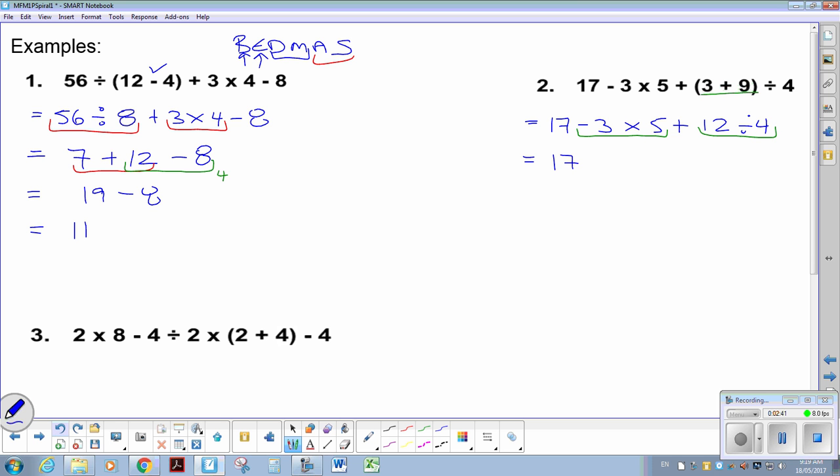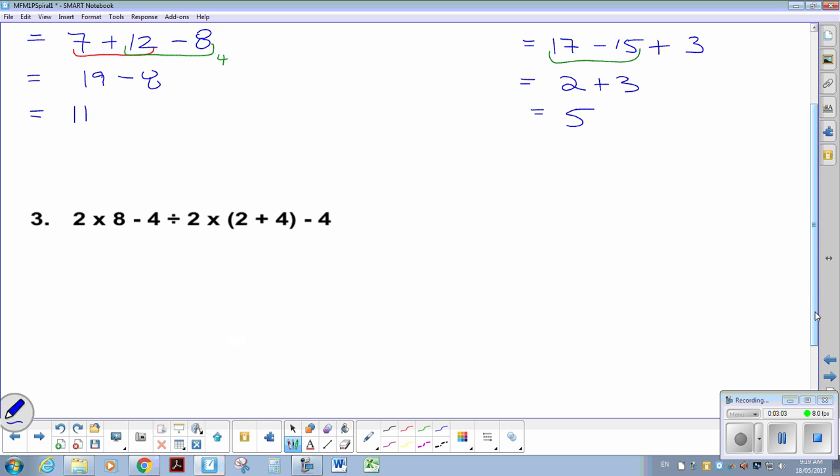So this becomes 17, negative 3 times 5, a negative times a positive again, negative 15, plus 12 divided by 4 is 3. Doing in the order they appear, we can really do it all in one step technically. 17 take away 15 is 2, plus 3. And our final answer here is 5.